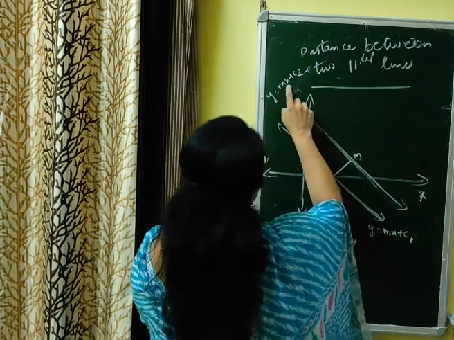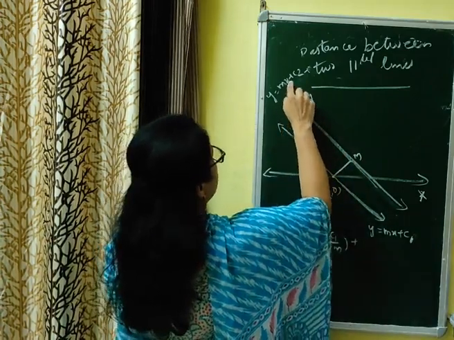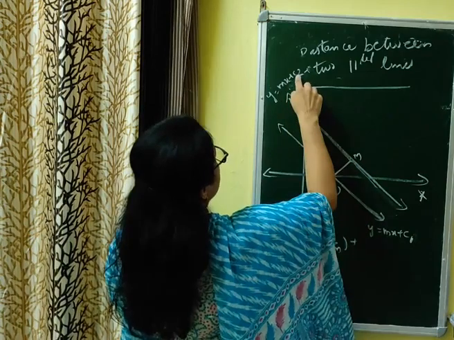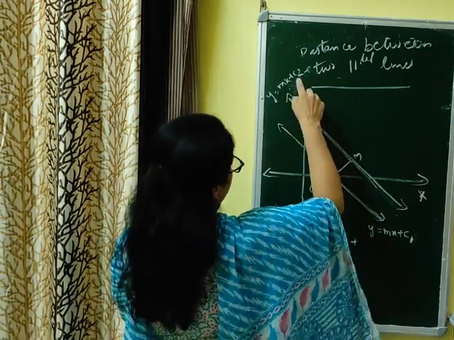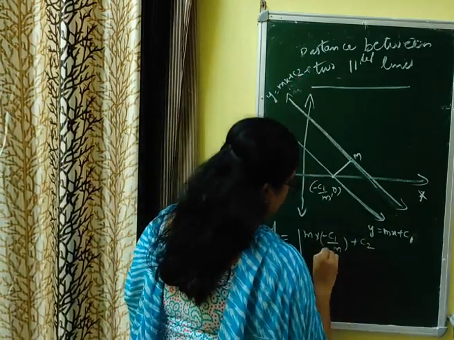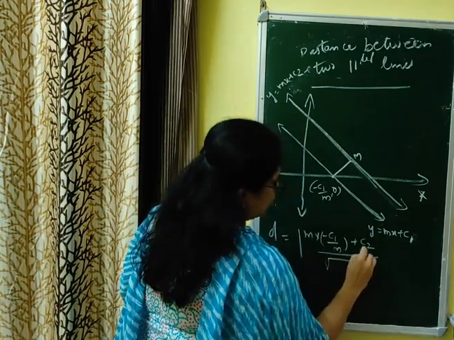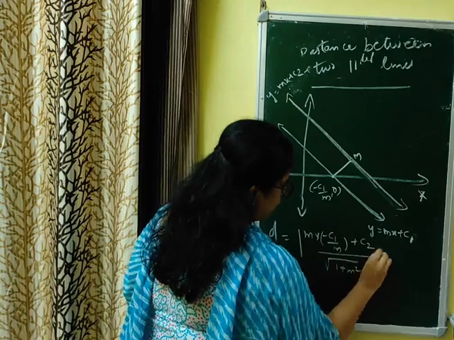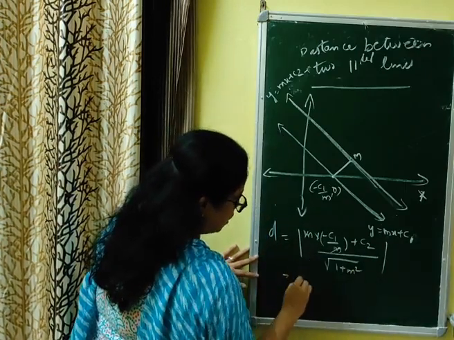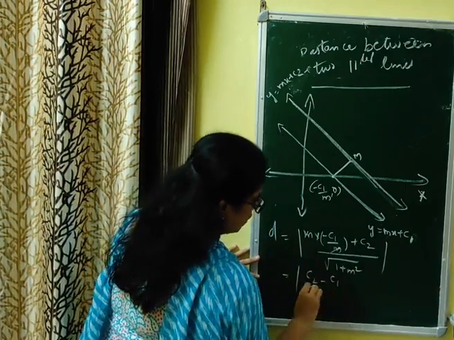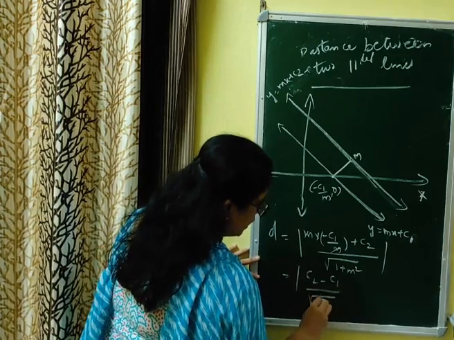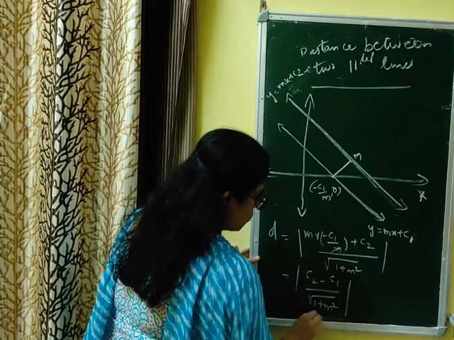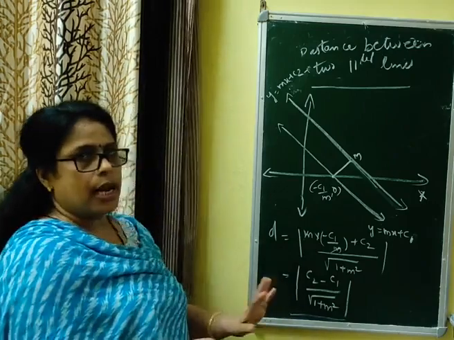In place of x we put minus c1 by m, and y is 0, plus c, which is c2, upon root a square plus b square. That means a is m, b is 1, giving root 1 plus m square. This is getting cancelled. Mod c2 minus c1 upon root 1 plus m square, since it is distance, we are taking the modulus sign. That means this is the last topic of today's class.